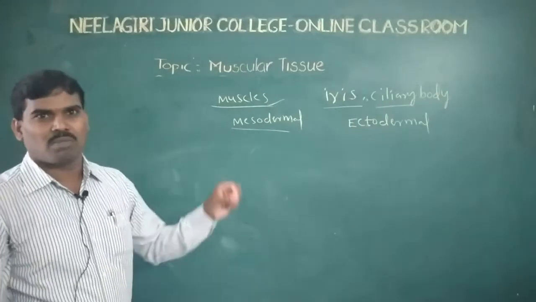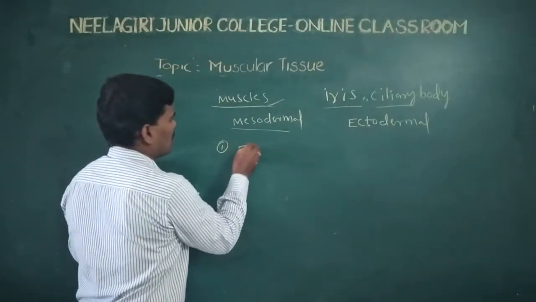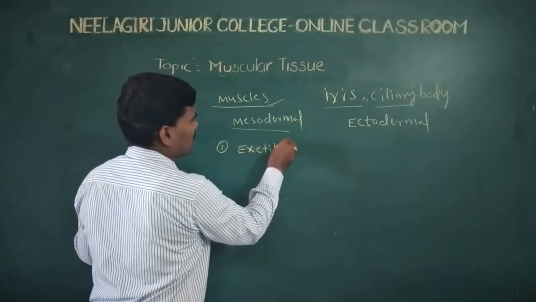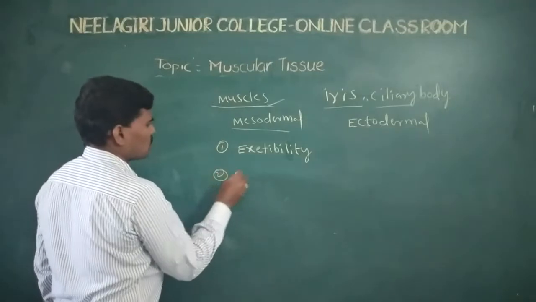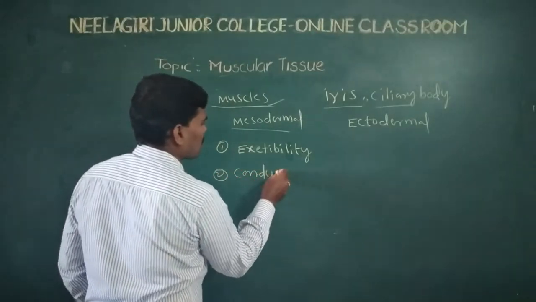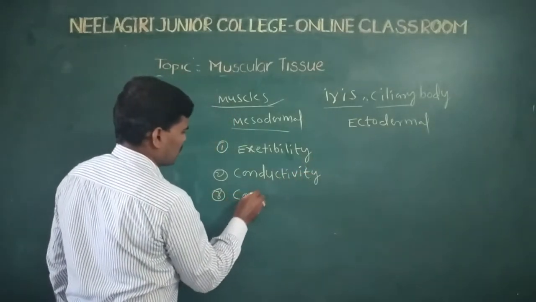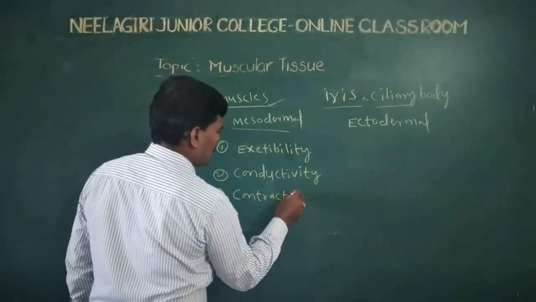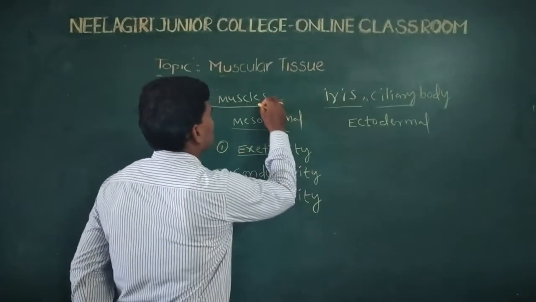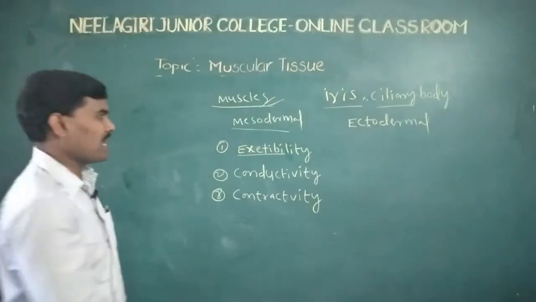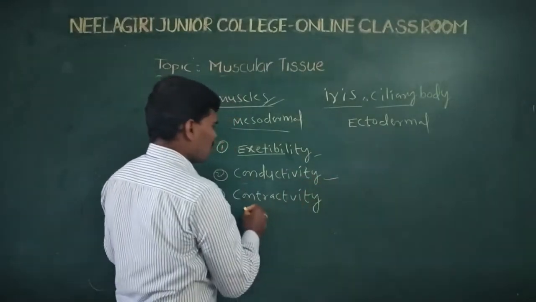Muscles have three main characteristics. The first is excitability, the second is conductivity, and the third is contractility. So the three main characteristics of muscles: first excitability, second conductivity, third contractility.